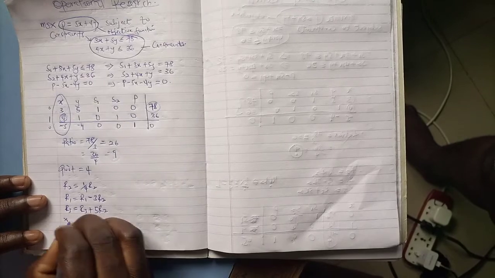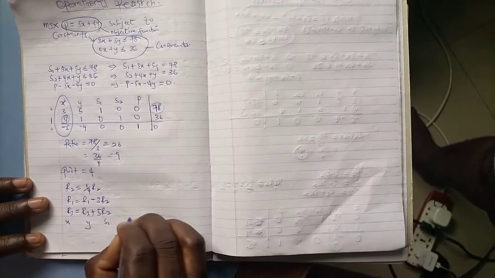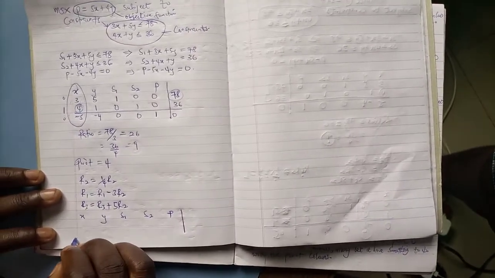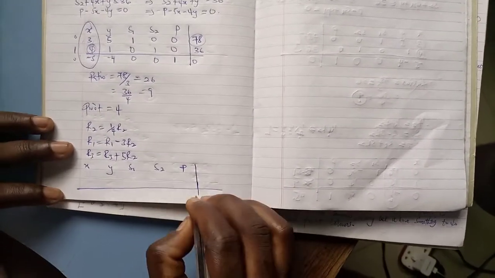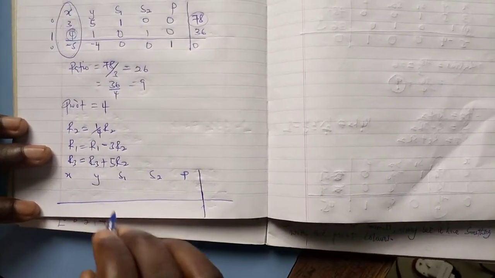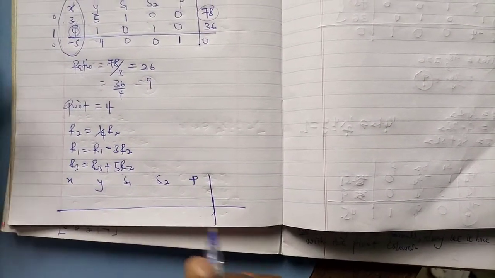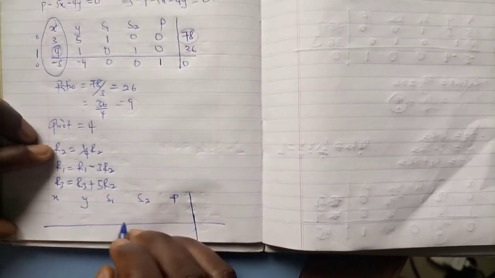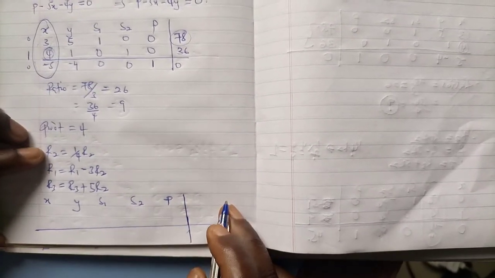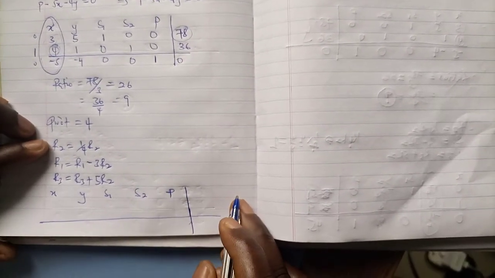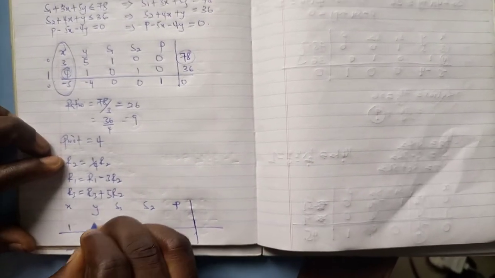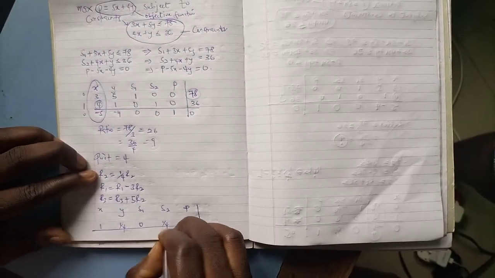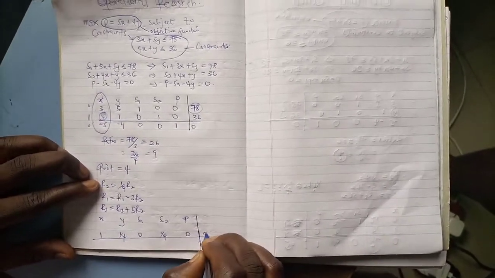So I have my x here, I have my y here, I have my s1 here, I have my s2 here, I have my p here. Yes, I have them all. So what I'm going to do is manipulate the R2 here, that's the row 2. If I manipulate the row 2, I'm going to get a 1 over 4 here, then a 0 here, a 1 over 4 here, then a 0 here and a 9 here.